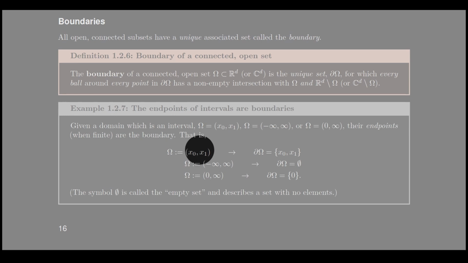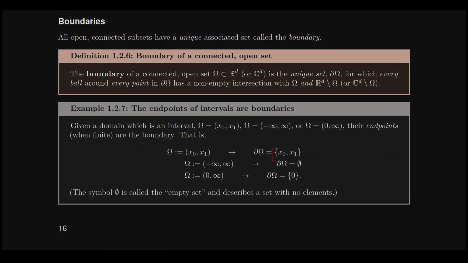So that's the boundary. Let's look at some examples of the boundary in one dimension maybe. If I have my open interval x0 to x1, the boundary is just going to be those points. And when I use this notation with the curly brackets, that just means I'm building a set. So I'm building a set in this case of 2 points. The points are x0 and x1. And so that's going to be the boundary of an open interval, right? So here's my interval, x0, x1. Its boundaries are actually these points.